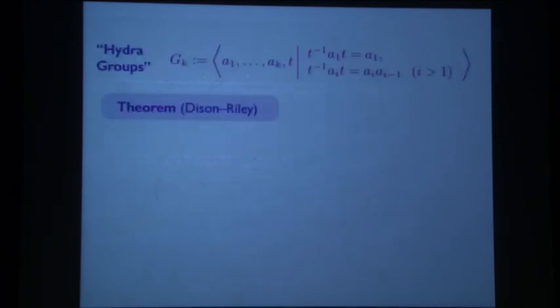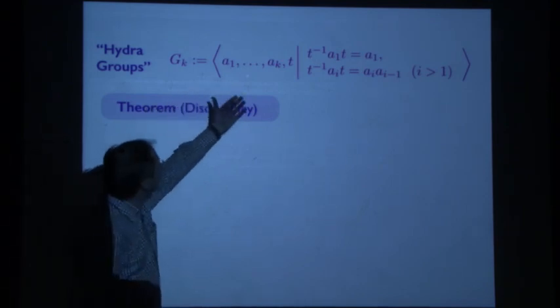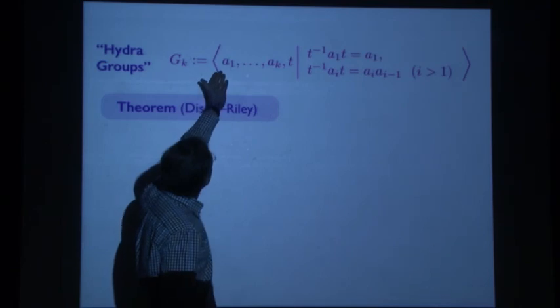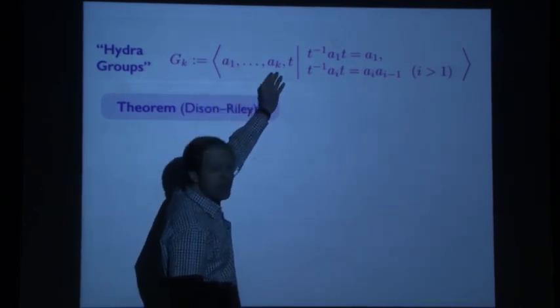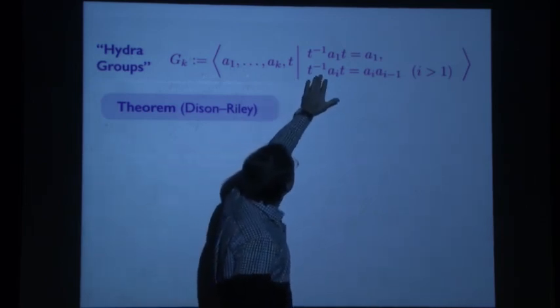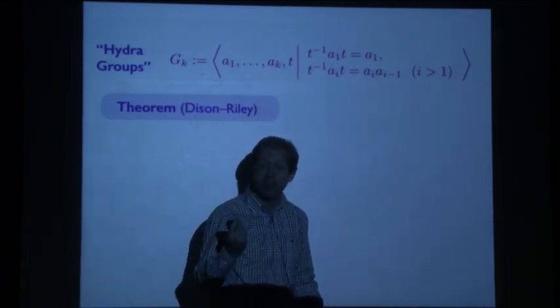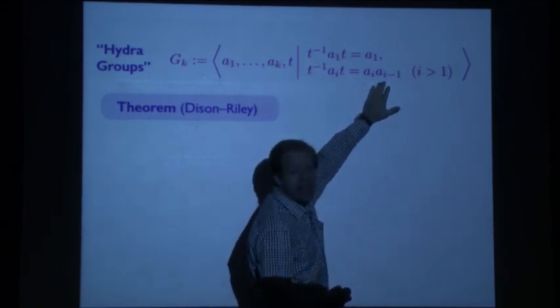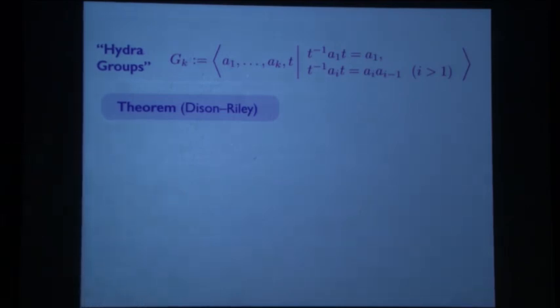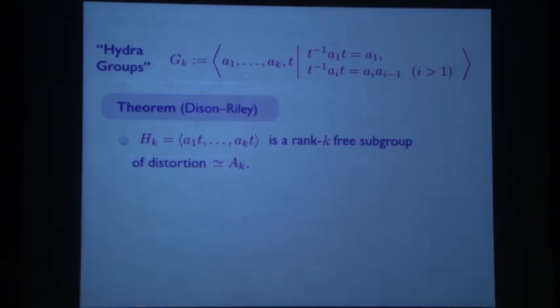So, hydra. What is a hydra? If you were in my seminar a couple of weeks ago, sorry about the repetition, but hydra groups are free bicyclic groups. It's a family of groups, G_K. You start with the free group on A1 through to AK, and then you introduce another letter T, which conjugates the A's in this manner. It conjugates A1 to itself. In other words, T commutes with A1, and it conjugates AI to AI times AI minus 1, at least when I is greater than 1. And so these are very simple, cute little groups. They're free bicyclic. In fact, they're one-related groups. I'm not going to explain why for now.